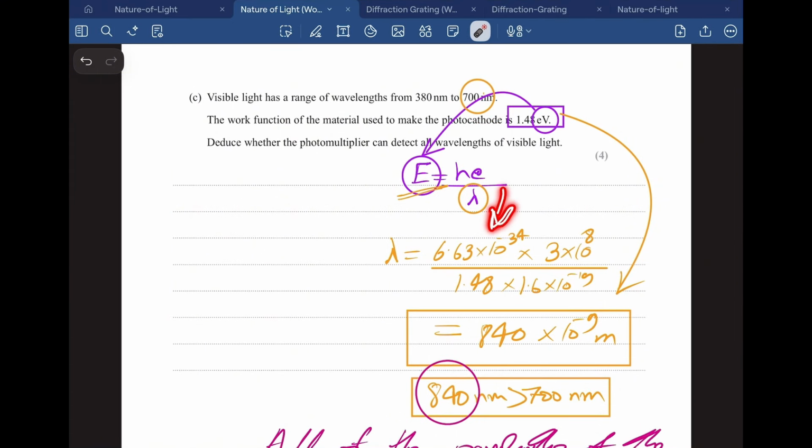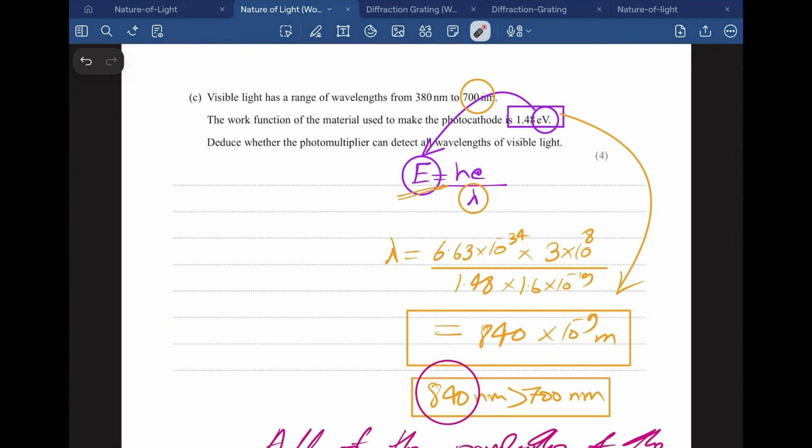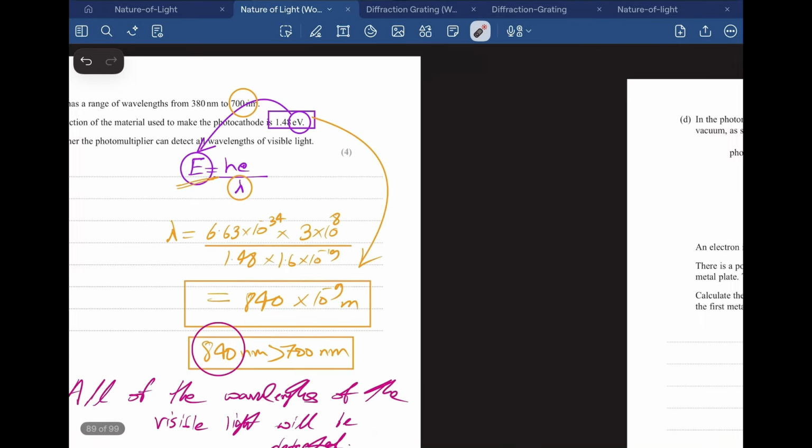Since the wavelength is less, those photons will have greater energy than the work function, because for this work function the wavelength value is 840, but our actual wavelength value is even less. As our wavelength value is even less, our energy is even greater than the work function value. So yeah, it can detect all the wavelengths of the visible light. Hopefully you guys have understood it completely.